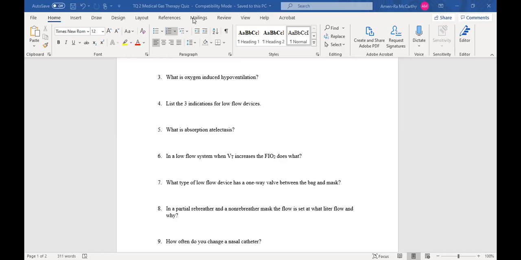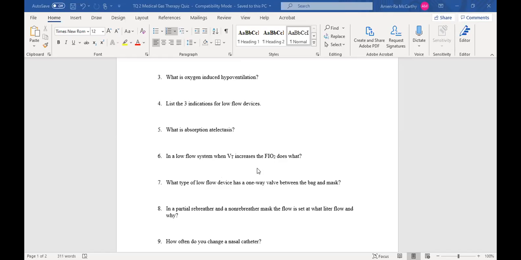Ms. Thomas, number 6. In a low flow system, when tidal volume increases, what happens to the FiO2? It decreases. The more volume you have, the more the FiO2 goes down. Just like the fart in the car, right? If you let the window down, you get more volume in, and that makes the percentage of the smell go down. Okay? If you let the window up, you have less volume in the car, less flow, makes the percentage of the smell go back up.